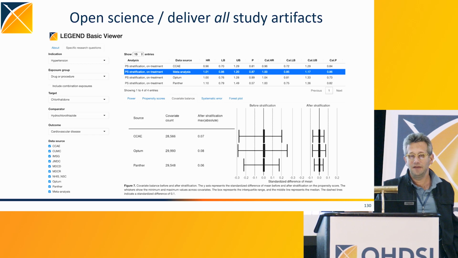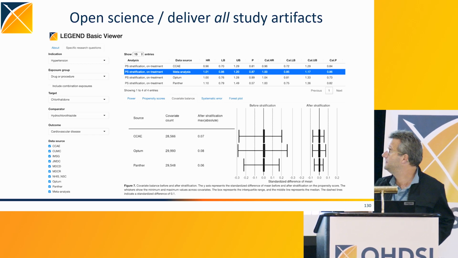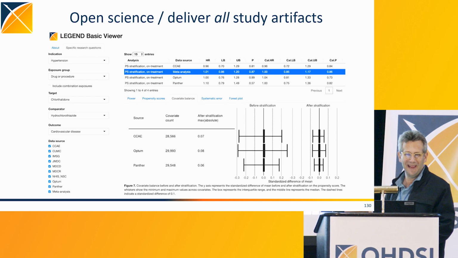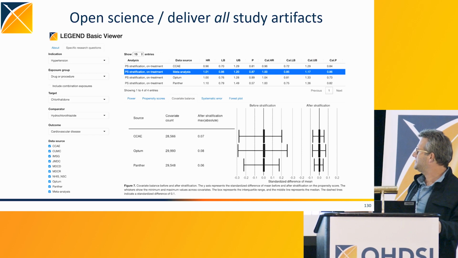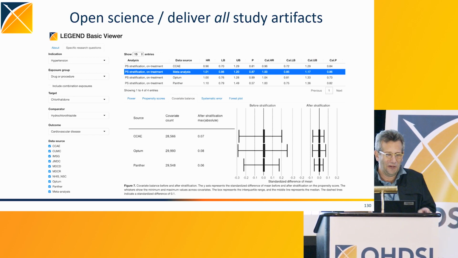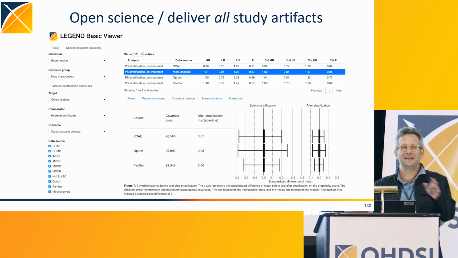And you will find if you go to the Legend Basic Viewer, anyone have it opened up? Nice. Okay. And so you can actually look at the study artifacts specifically for chlorothalidone versus hydrochlorothiazide for any outcome of your particular interest, but you can focus on MACE, which I called cardiovascular disease. I don't know why. Well, it's not.